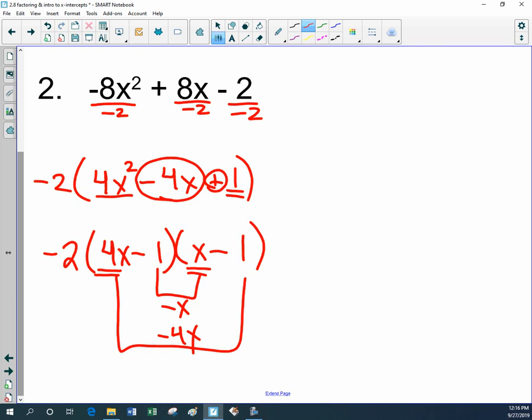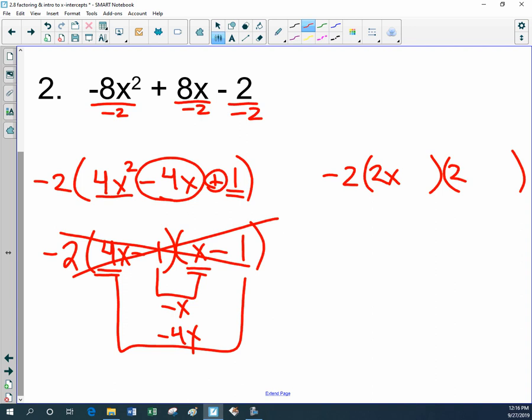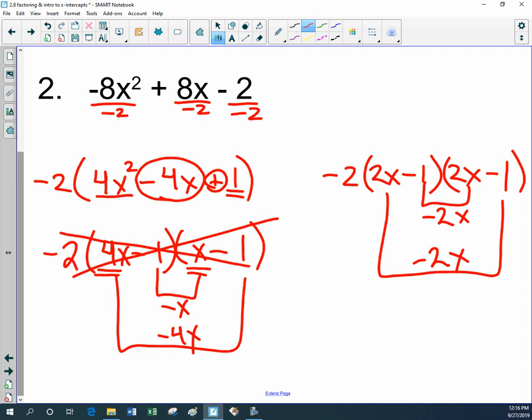So there's nothing to switch here. The only thing I can do is to change the 4x and the x to 2x and 2x. So that option doesn't work. So let's try this. Let's try 2x and 2x, minus 1, minus 1. So here's negative 2x, negative 2x. So negative 2x is negative 4x.